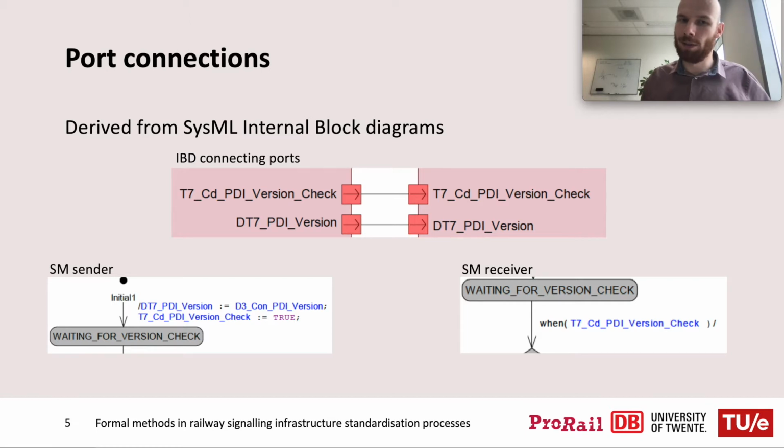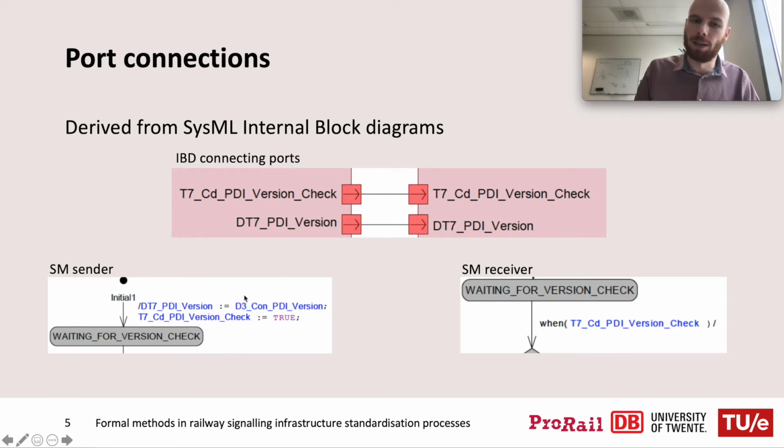Then ULinks adds a way of letting state machines communicate using SysML internal block diagrams. Here we have a small fragment of such an IBD where we see two output ports connected to two input ports. And these ports are referenced as variables from the perspective of state machines.